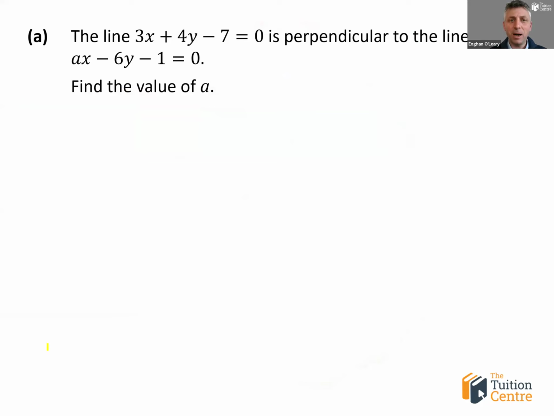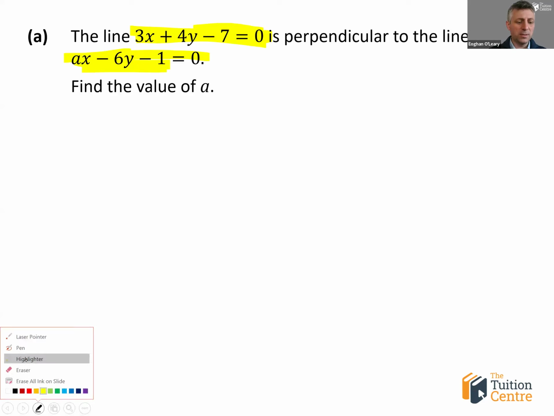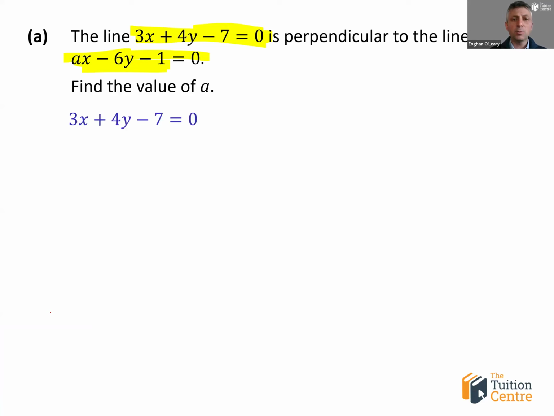However, people still often do find them tricky. So hopefully you learn a little bit here. The line 3x + 4y - 7 = 0 is perpendicular to the line ax - 6y - 1 = 0. Find the value of a. All right, so if you don't know what to do, do what you know. Go off and find the slope.